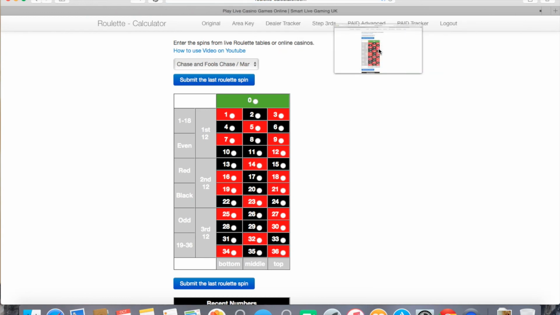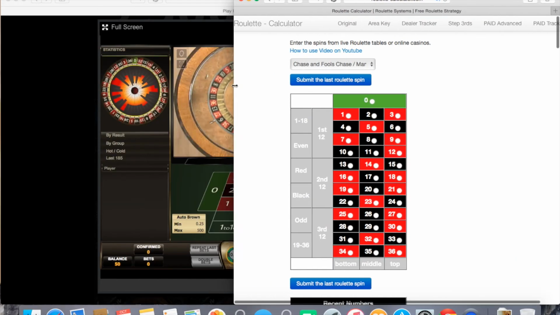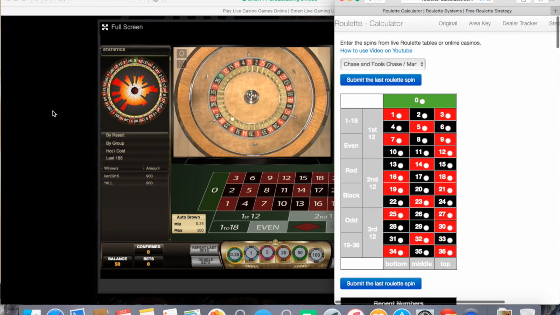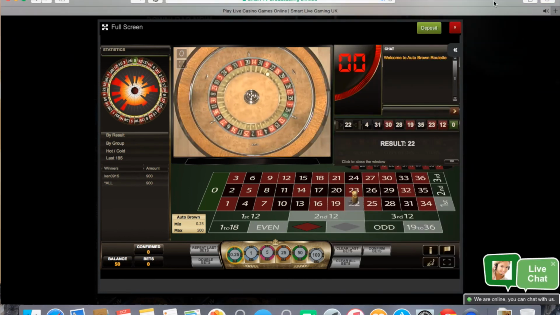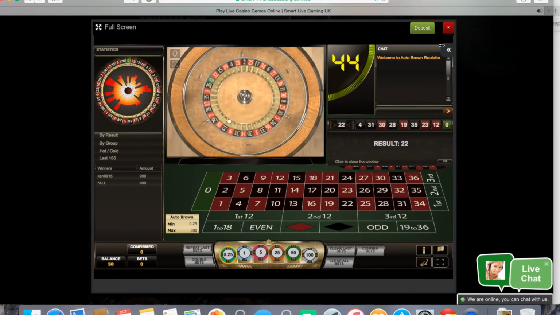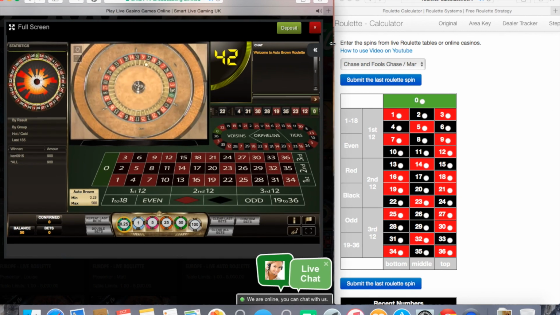I'm going to pull this tab down to separate it and then squeeze it down like this. And also I'm going to take the casino table and compress that down just so it makes it easy to enter numbers in and work with the table.